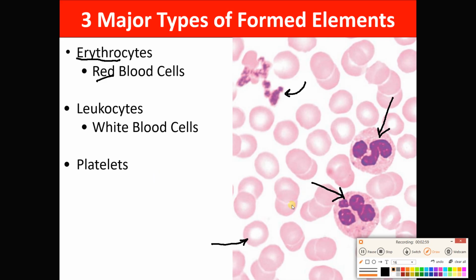Notice I've got mostly red blood cells in this picture, followed by platelets, followed by white blood cells. And in fact, that is the order of abundance. In your blood, you're mostly going to have red blood cells. Second most abundant are the platelets. Third most abundant in the blood are the white blood cells.